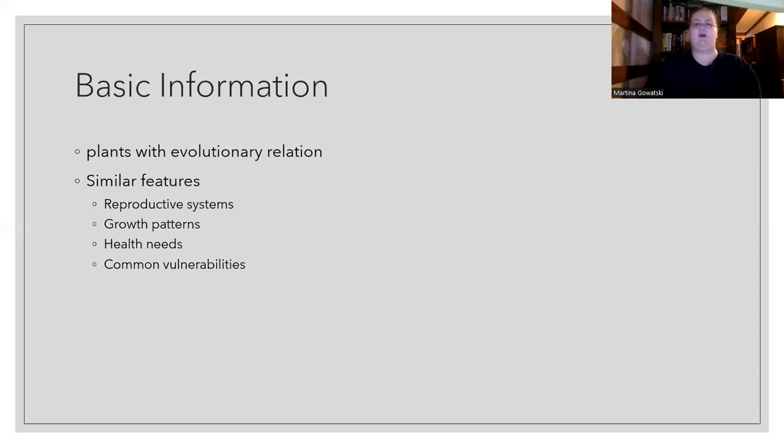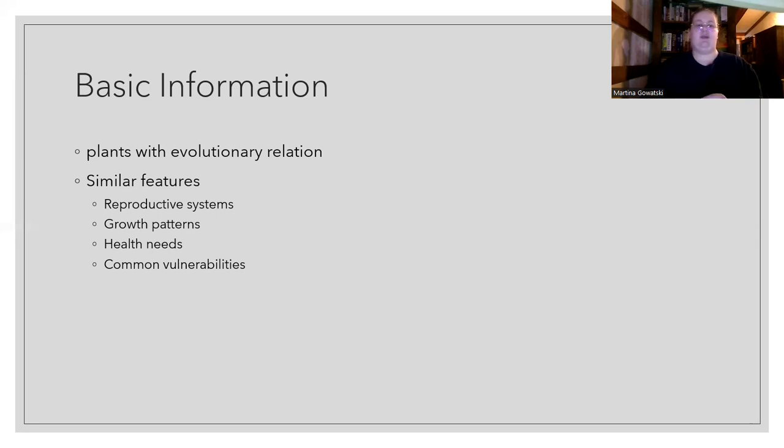Plant families are made up of plants with evolutionary relation. For example, there's the previously mentioned plant family that has the common relative of wild mustard. Plant families share similar features. These similar features can be found in the reproductive system, such as where certain parts of it are located, or how long it takes to reproduce. Other similar features include growth patterns, health needs, and common vulnerabilities.